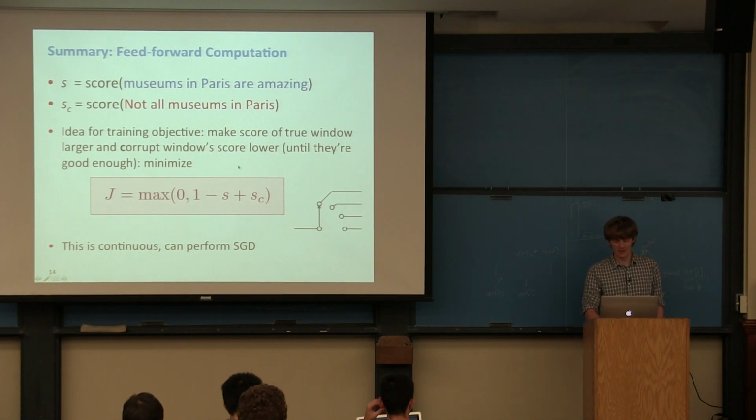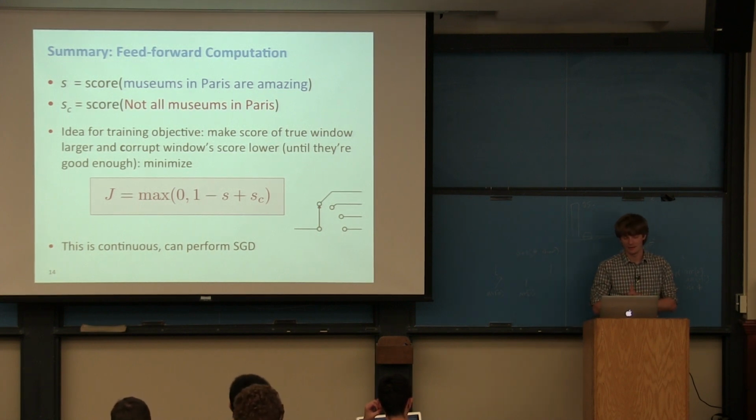And if that isn't the case, if it still can't quite distinguish a true window from an incorrect window, then we basically go into this part of the equation and we'll try to minimize it. And minimizing this will basically maximize the score of the correct window and actually minimize the one of the corrupted window.